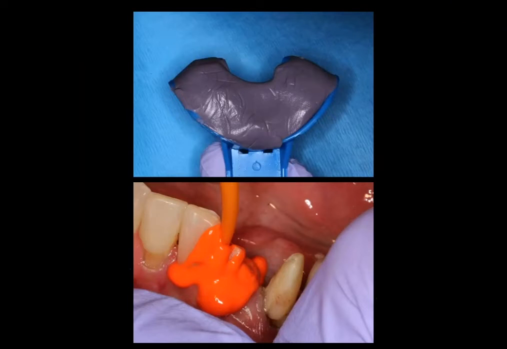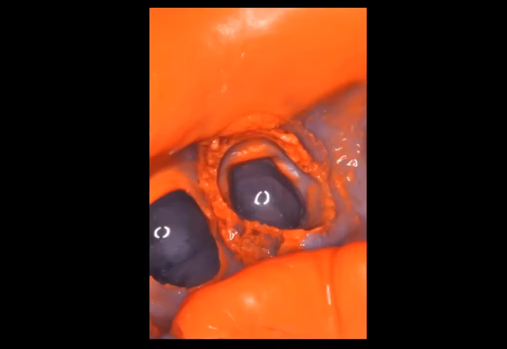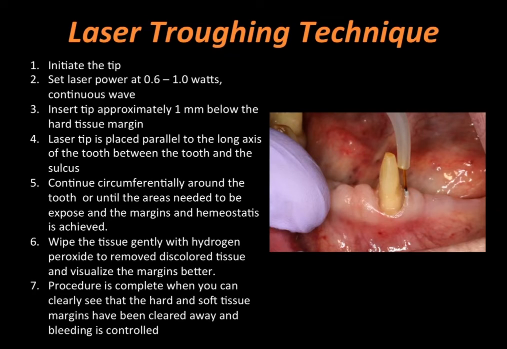So we used our laser to trough. Here we're using the DenMat splash material, which I really like also. And we get a nice, clean, final impression in a challenging area to get an impression. So let's do the technique before we go into more clinical.